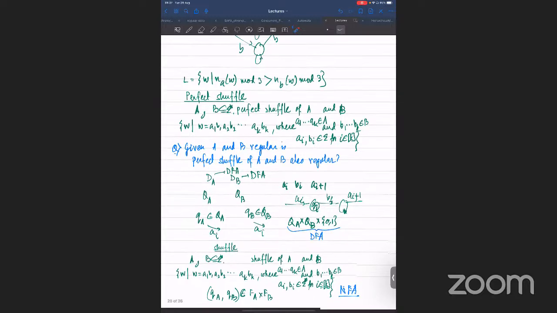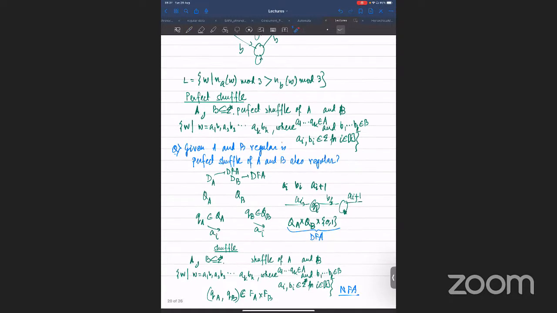And then we also defined the notion of shuffle. The difference between shuffle and perfect shuffle is that here ai, bi belong to sigma star instead of ai, bi belonging to sigma. And what we saw is that instead of a deterministic finite automaton, if you think of this in terms of a non-deterministic finite automaton, then it is easier to think of this. Sometimes it is easier to think in terms of non-deterministic finite automaton.